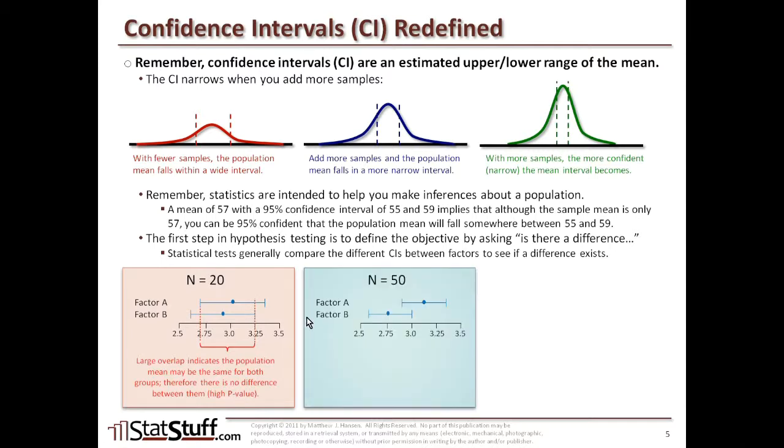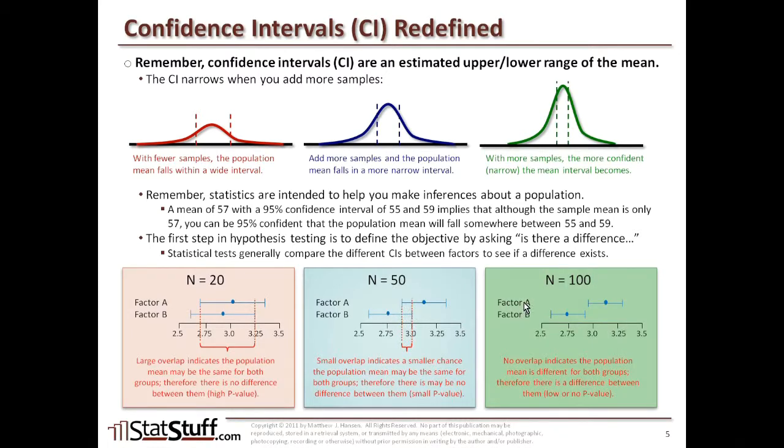Well, the more samples we collect, the narrower the confidence intervals will be. Having narrower confidence intervals means there's less of an overlap between them. So that means there's a lot less chance that the population mean is going to fall within the same narrow spot between both of these compared factors. And as you continue to collect even more data, then as shown here, there's no overlap. And if that becomes the case, then we would say that there's a low or no p-value where we can conclude, yes, there is a statistical difference between these factors after all.